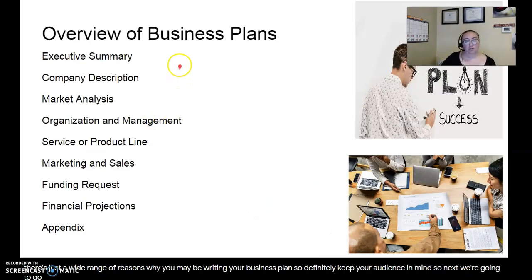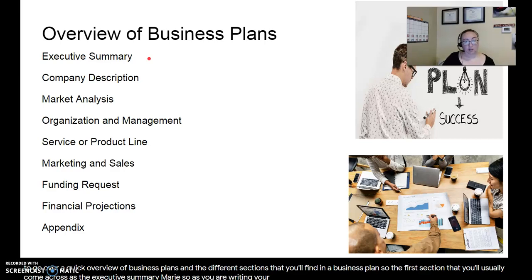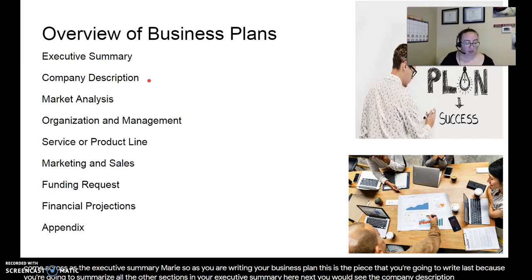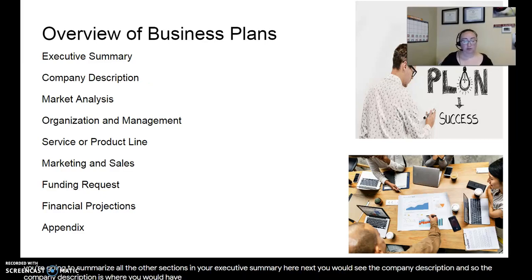So next we're going to go over a quick overview of business plans and the different sections that you'll find in a business plan. The first section that you'll usually come across is the executive summary. As you are writing your business plan, this is the piece that you're going to write last, because you're going to summarize all the other sections in your executive summary here. Then next you would see the company description. The company description is where you would have your vision, your mission statement, the goals, and maybe a little bit about the history of your business.